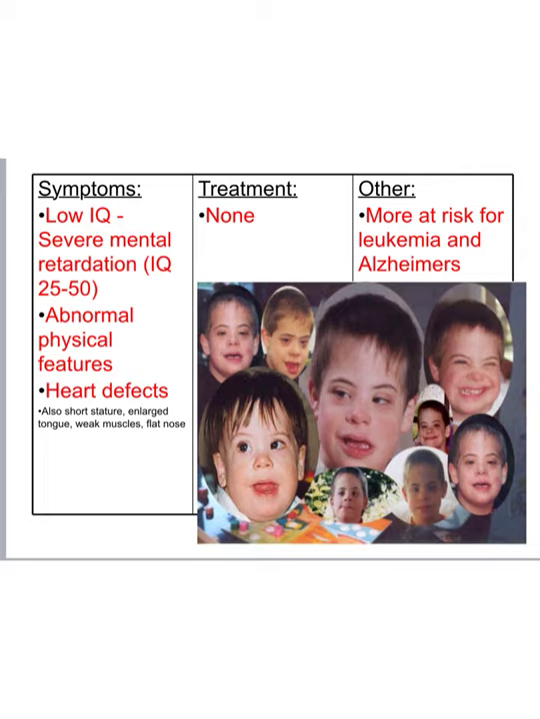You can cross out or just put an X through the treatment. There is no treatment for Down syndrome. You have it. There's nothing you can do about it. You just have to live with it for the rest of your life. Another thing to know, though, in that box, please write that Down syndrome kids are more at risk for leukemia. Leukemia is cancer of the white blood cell. And they're more at risk for Alzheimer's, which is when you forget things when you're older.